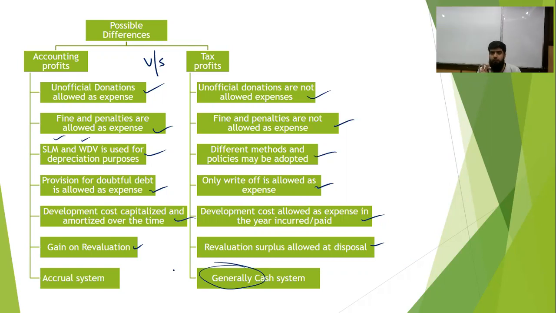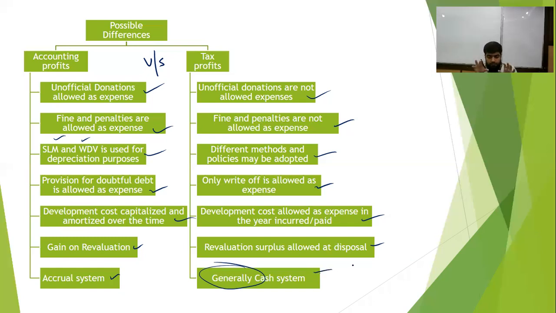But in some circumstances, the tax department may allow accrued expenses and income to be recognized. Generally speaking, though, the tax department allows expenses when they are paid. If there is an accrued expense, such as accrued salaries, IFRS will allow you to record it as an expense, but the tax authorities will disallow this expense for the current year. They will allow it in the subsequent years, when you pay the salaries to your employees. So these are the possible differences that could be tested in your exams.